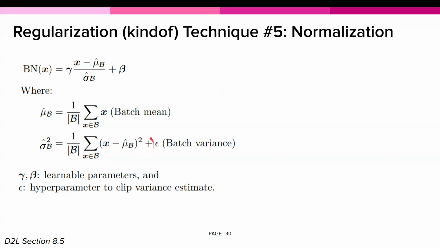And then we're also going to add to the variance calculation a tiny constant, epsilon. This is to prevent division by zero in the case where we happen to compute a zero variance across a mini batch. So this ensures that the process is going to remain stable even with small variance values.